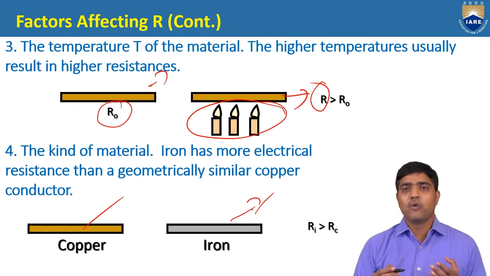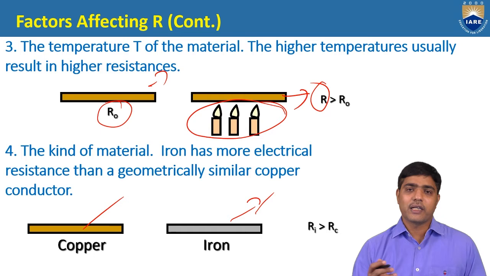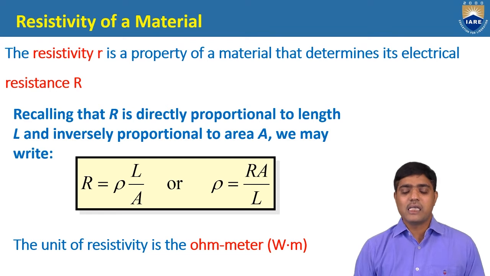So these are the four factors that are going to affect the resistance of a material. One is the length, the other one is the cross-sectional area, then temperature, then the kind of material or property of material. Then what is the resistivity of the material? Resistivity is a property of the material that determines its electrical resistance. So if the material is going to offer more resistivity, it is going to offer more resistance.